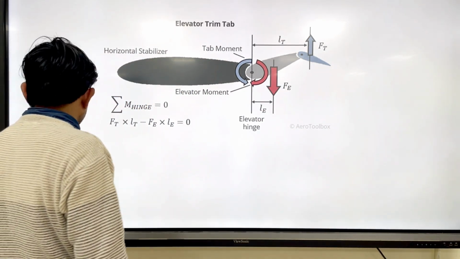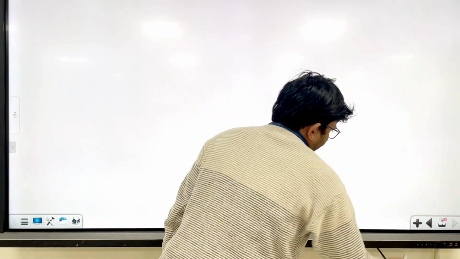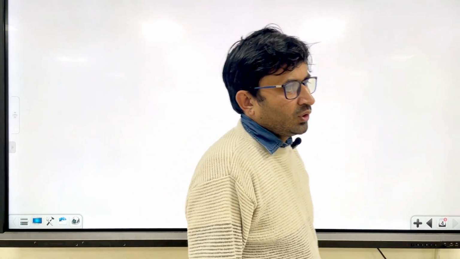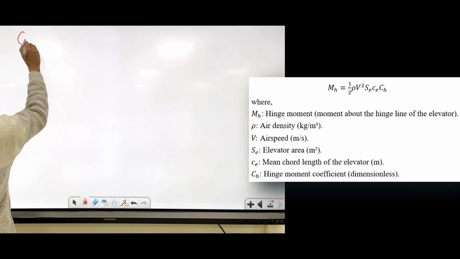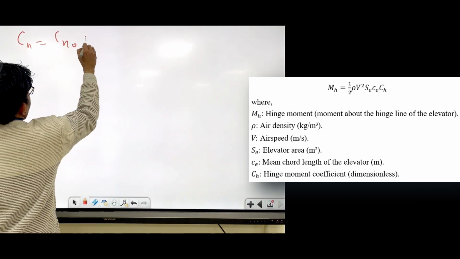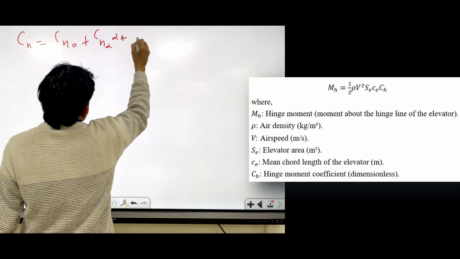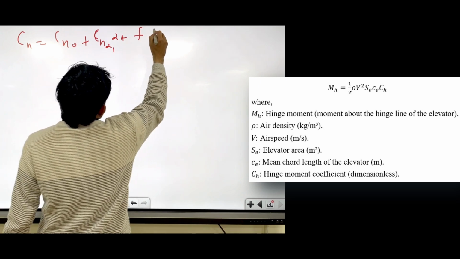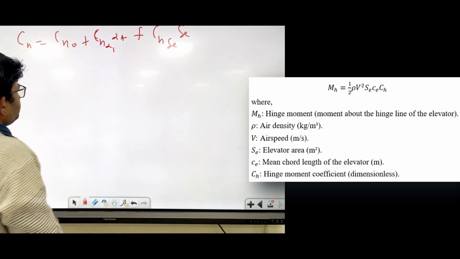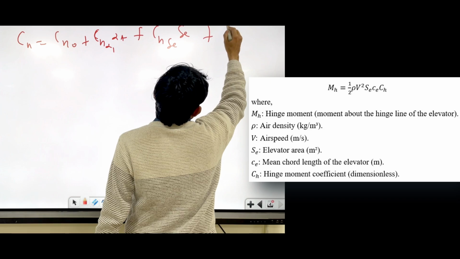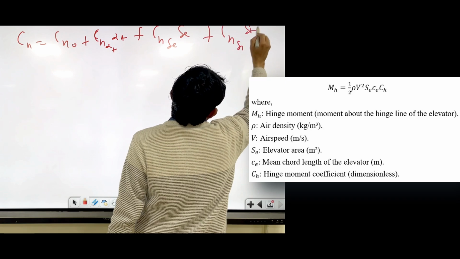And as a designer or engineer, how will you write the hinge moment, and how will it affect the overall stability of an aircraft? You can write the hinge moment Ch equals Ch0 plus Ch alpha into alpha of the tail plus Ch delta E into delta E. And you may write the tab term, as already given to you, Ch delta T into delta T.